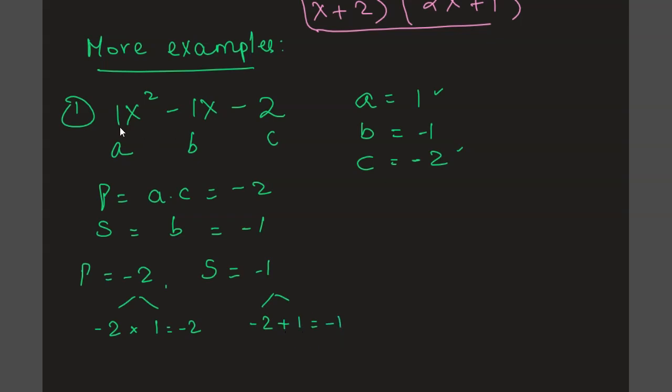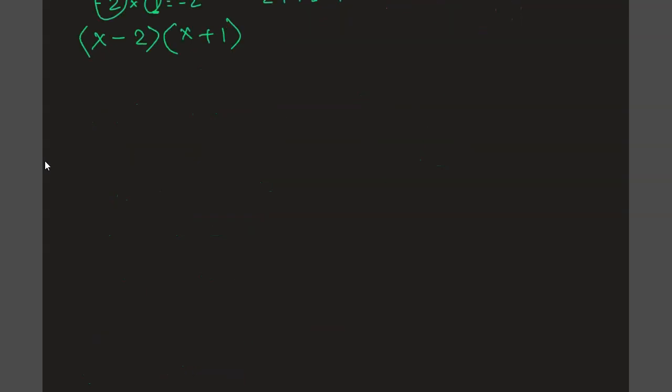As this example is the A equal to 1 type, all we have to do is write the answer straight away using these two numbers that we have obtained with x. Since this is with a minus sign, I'll put an x minus 2. And this is with a plus sign, I'll put an x plus 1. And this is my final answer.